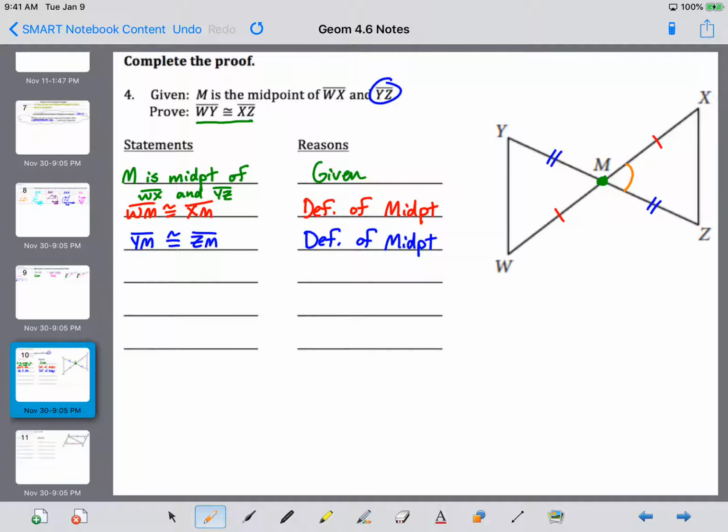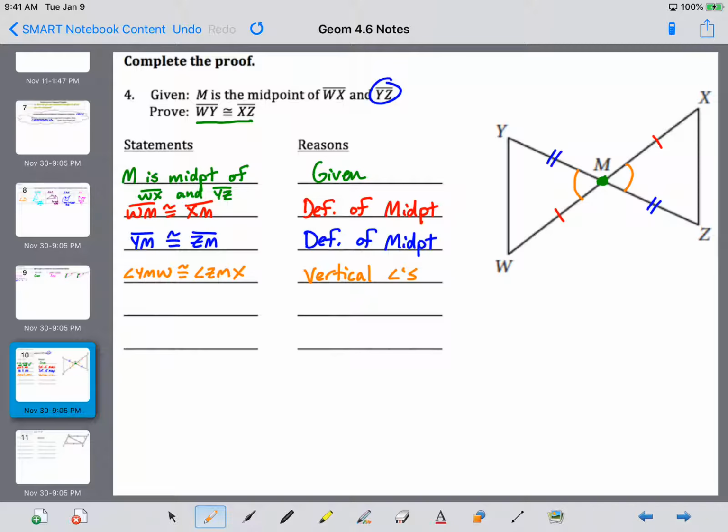All right. And we've actually got another hidden congruence here. This angle here and this angle here, so angle YMW, has to be congruent to angle ZMX because those are vertical angles, and we know that vertical angles are congruent.